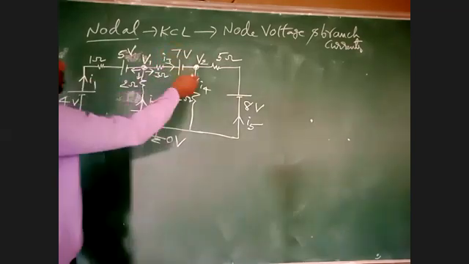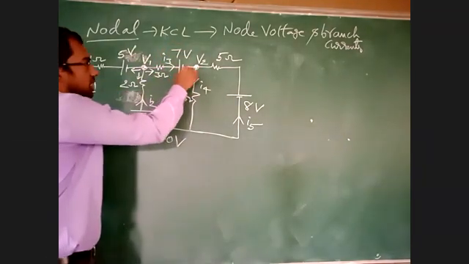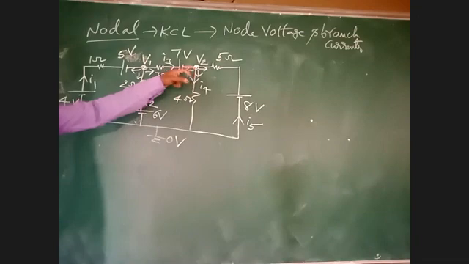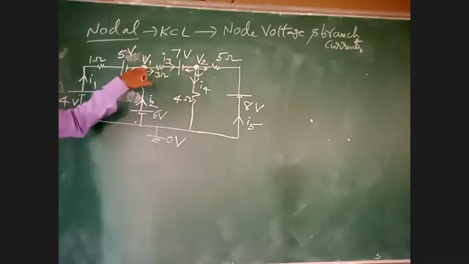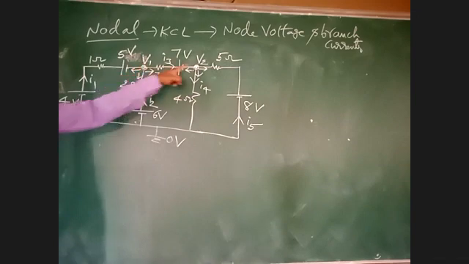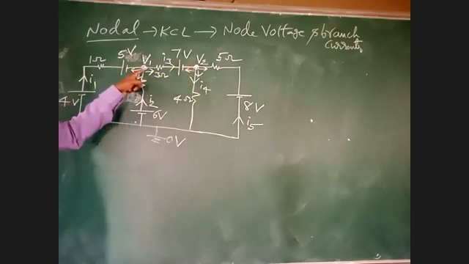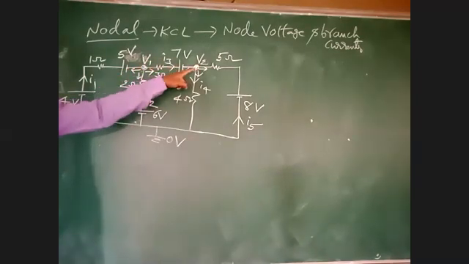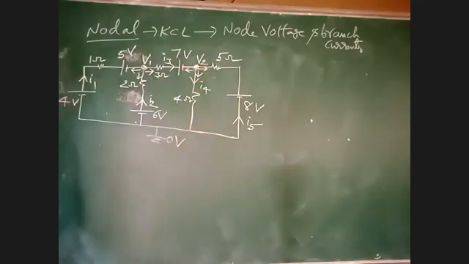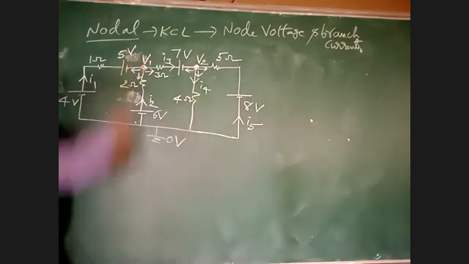Now come to the second node. Here also, how many branches are connected? Totally three branches are connected. If we take this node, with this arrow, V2 is at higher potential, V1 is lower. Just reverse. In the first node, V1 positive, V2 negative. In the second node, V2 positive, V1 negative. So this node also has three branches connected.